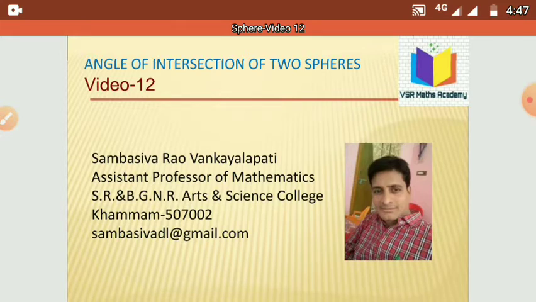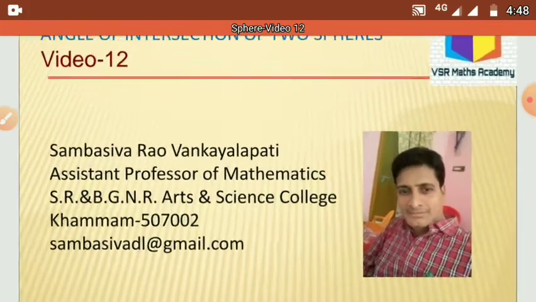In this video, I am going to present how to find the angle of intersection between two spheres, and also I am going to derive the condition to be followed by the spheres so that the angle between the spheres is 90 degrees. That means the condition to be followed by the two spheres so that the spheres should be orthogonal. And before going to that, see this.